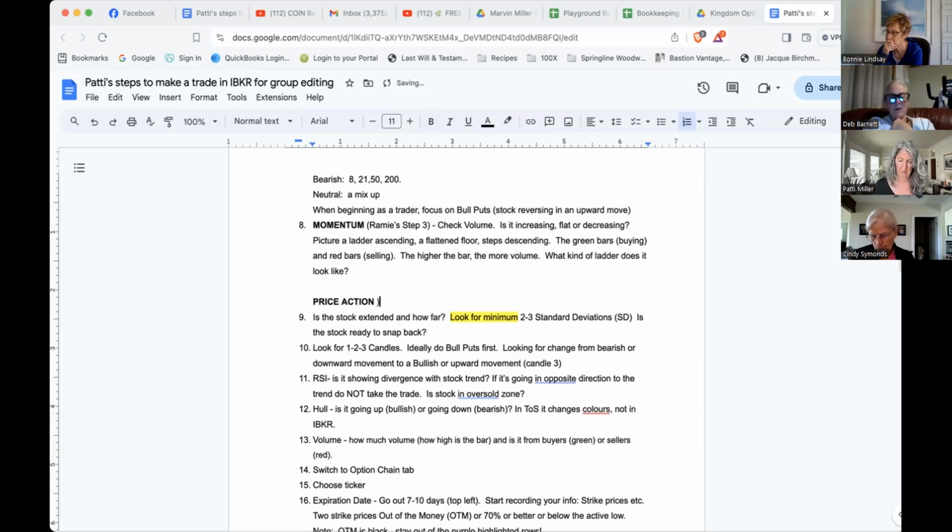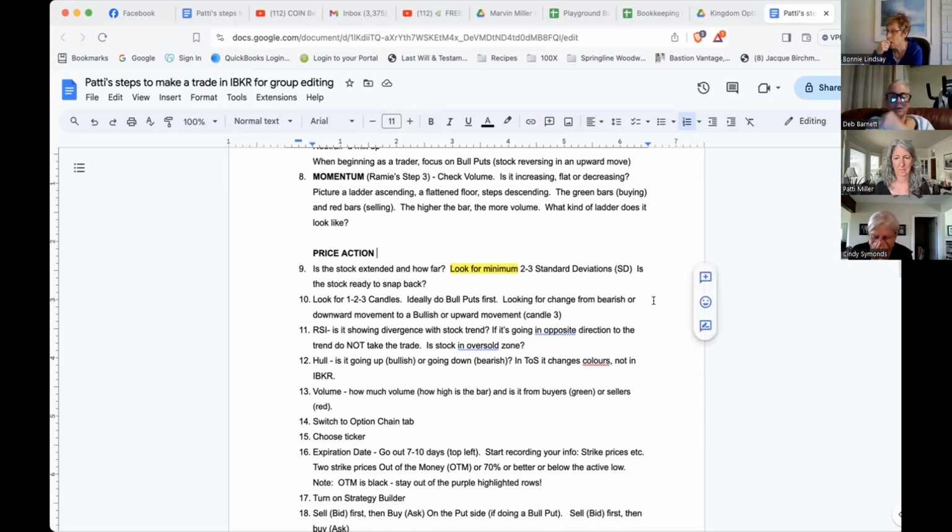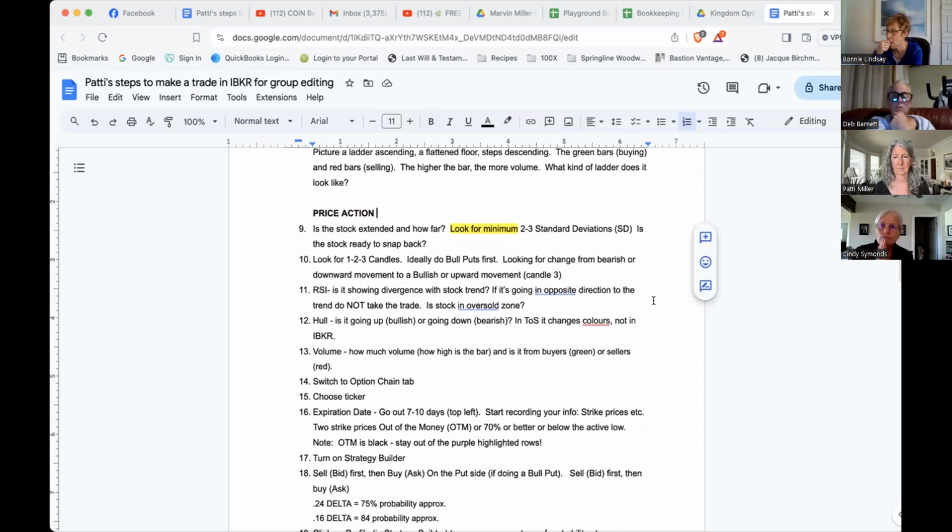Yeah. And it's almost more like categories than numbers in a way. So is the stock extended and how far? Look for minimum 2 to 3 standard deviations. Is a stock ready to snap back? And what you might put is that it's 2.5 and 3.5 standard deviations for indices. That's correct, that's fine.